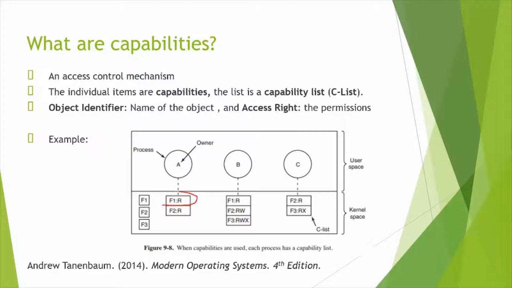So here we'd have capabilities containing file 1 and read, and here we would have the capability list for this specific process. So capabilities are essentially just a data structure containing two parameters, which is the object identifier as well as the permissions. And those permissions could be read, read-write, read-write execute, etc. As an example, user B owns this process, and it has this capability list here with all of these different capabilities. File 1 read, file 2 read write, and file 3 read write execute.